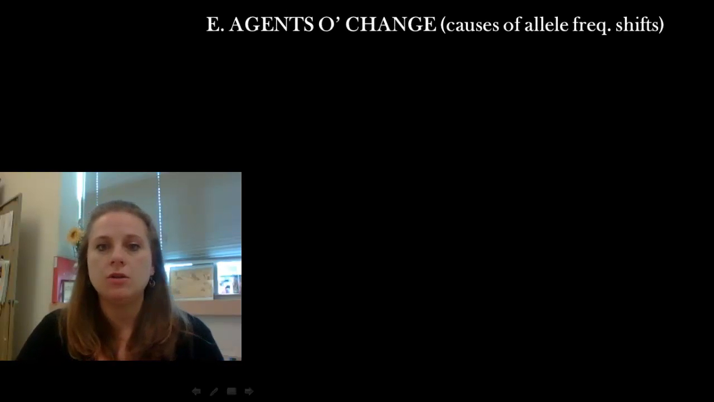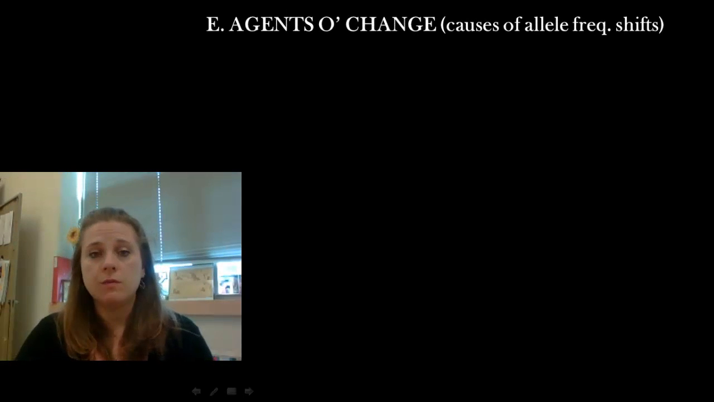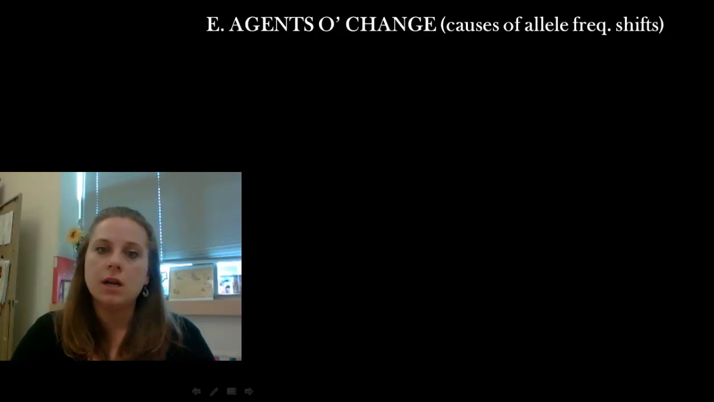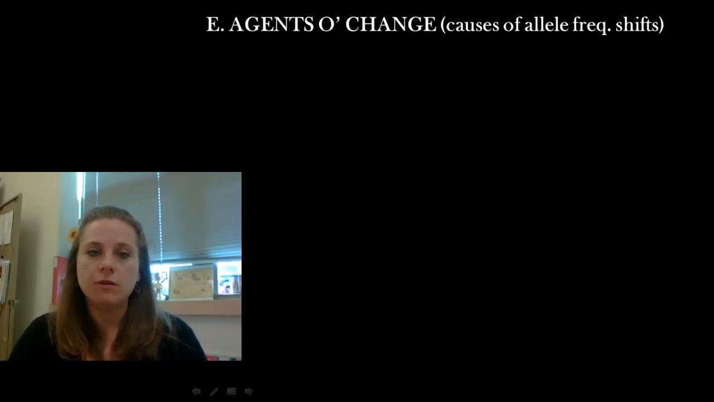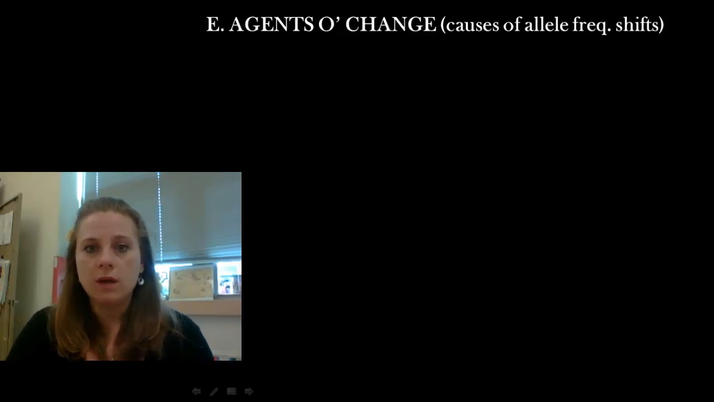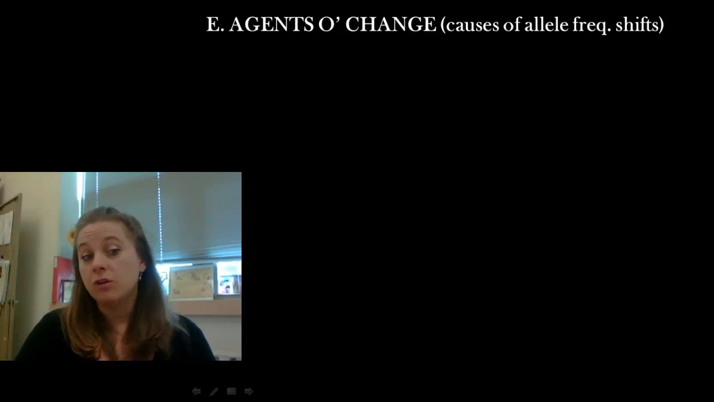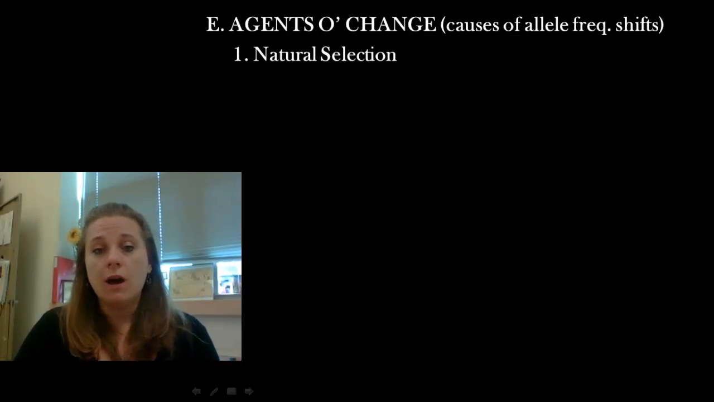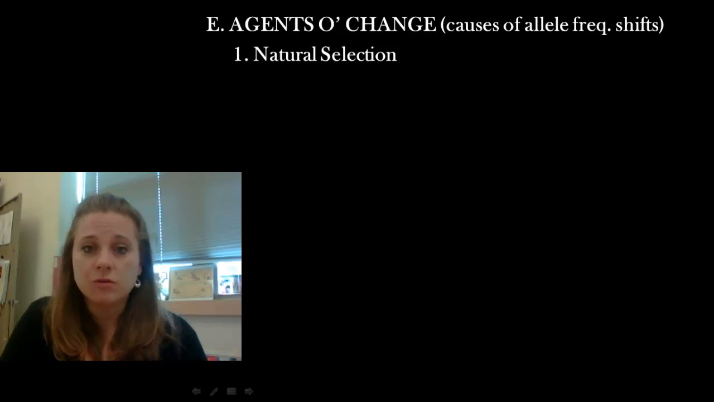Hi all, so in this segment we're going to look at various effects that cause change in allele frequencies. So we've already spent some time really looking at the Hardy-Weinberg equilibrium and looking at population genetics and how we can calculate those changes. So let's look at some of the ways in which those changes can actually occur. So obviously the big one we've talked about is natural selection.